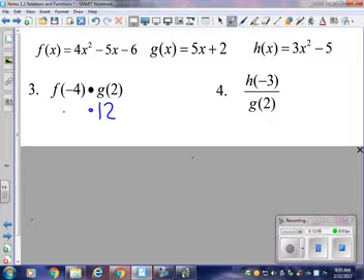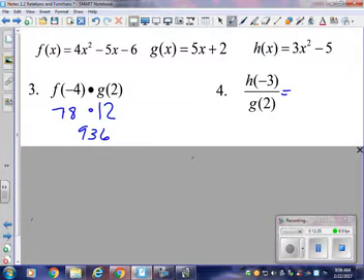What did you get for F of negative 4? 78. Okay. All right, so then when you multiply that together, what did you get? 936. Ooh, the numbers are getting big. Glad I didn't have to do that in my head.